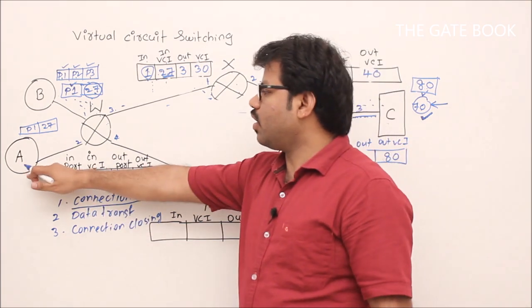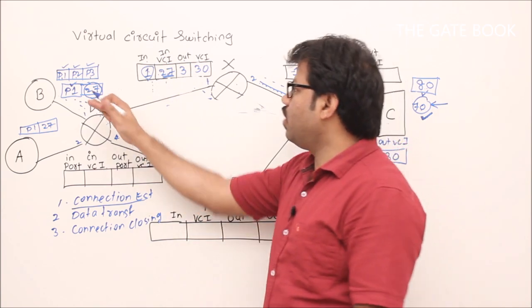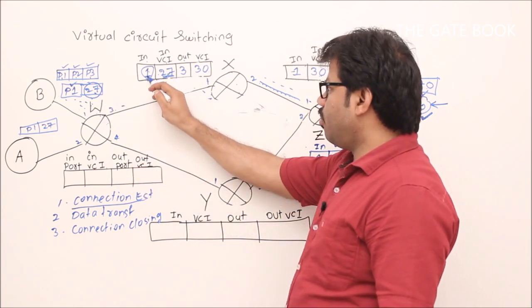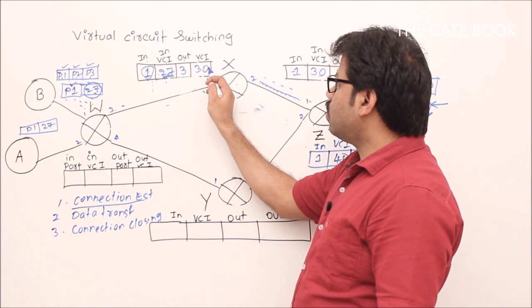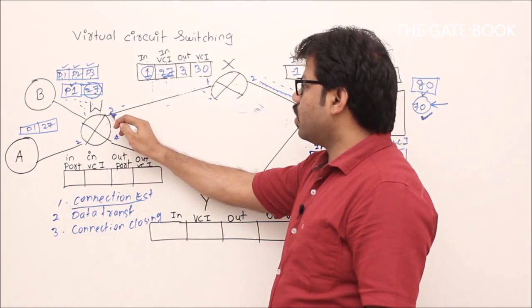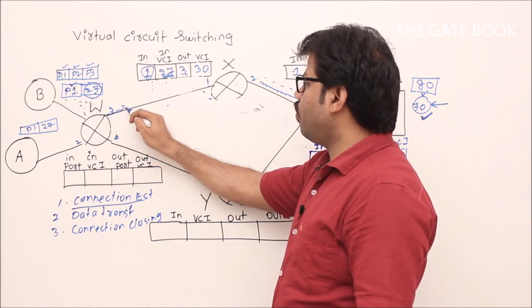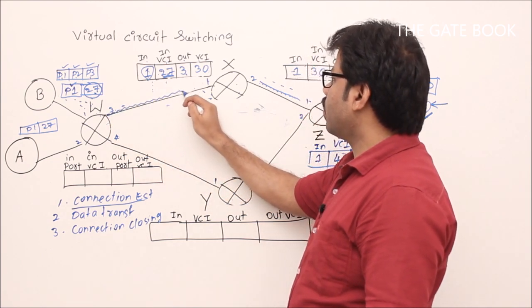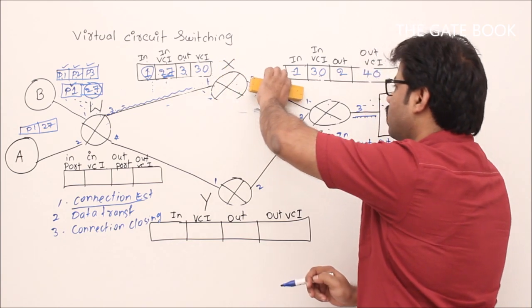So now A cannot use this connection. Now see, only B can use. So 27 1 matches immediately. So this is the outgoing port. That means exit. So outgoing port is 3. That means now see, your packet is going like this. Okay, let me erase all these markers.